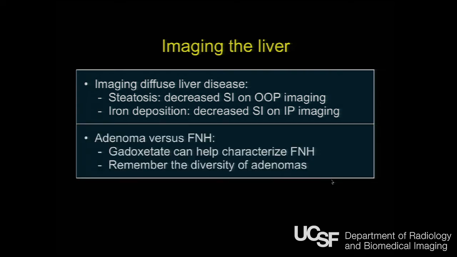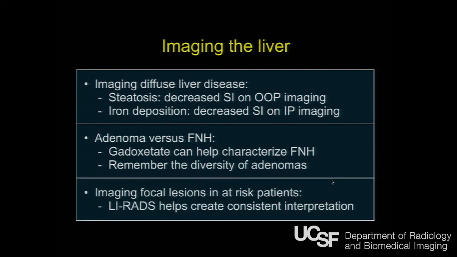We talked about adenoma versus FNH and how hepatobiliary phase imaging or gadoxetate, EOVIS, can help characterize FNHs. And then I want to remind you of the diversity of adenomas. We have the inflammatory adenomas, T2 hyperintense, arterially hypervascular, versus the HNF1 alpha, woman with oral contraceptives, not that hypervascular, very low T2 signal hyperintensity, but it has microscopic fat, okay? And then finally, imaging of focal lesions in at-risk patients. Just to remember, hopefully you all start using LIRADS in your practice because it really helps create consistent interpretation across your practice, and our clinicians really like it because they know when they get the report exactly what's going on in the patient.